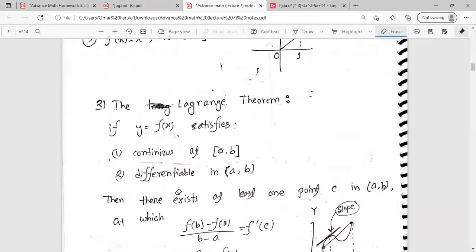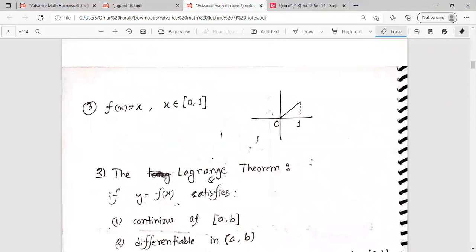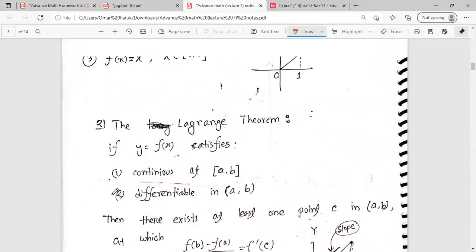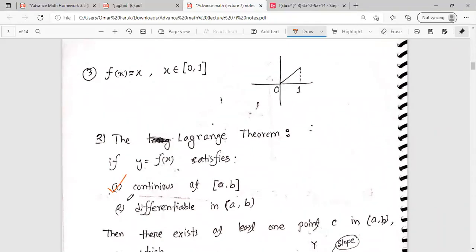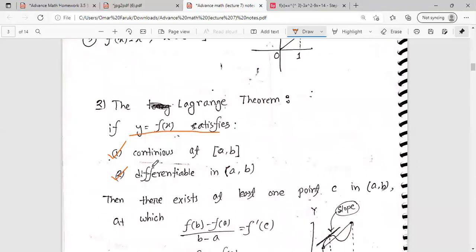Okay, number 2, the Lagrange theorem. So for the Lagrange theorem, we have two conditions. If y is equal to f of x is a function that is continuous on [a, b], a closed interval, and that is differentiable in (a, b).